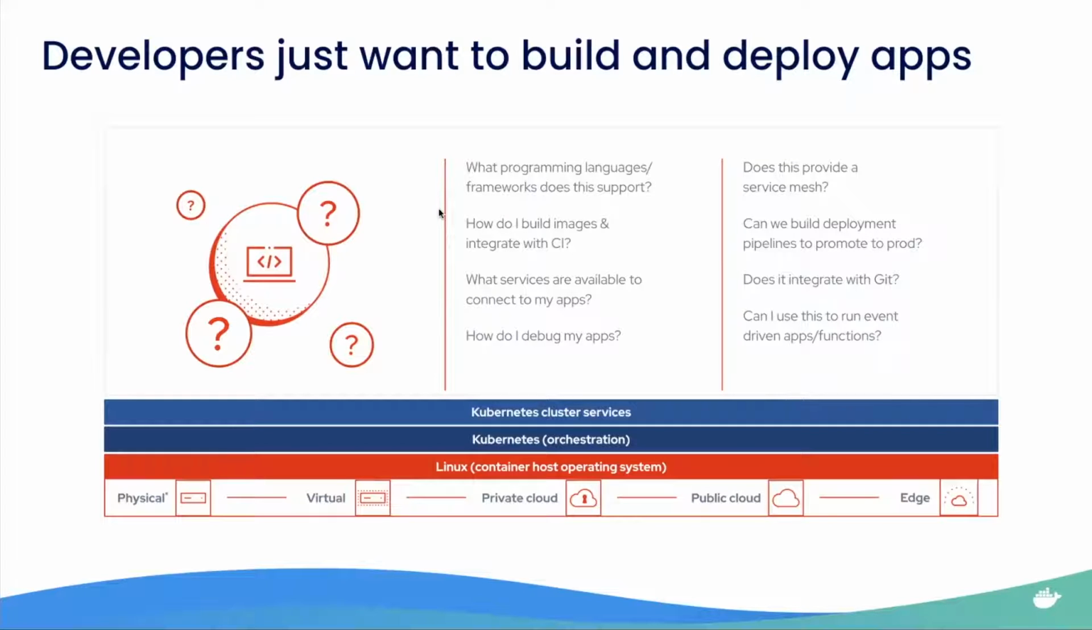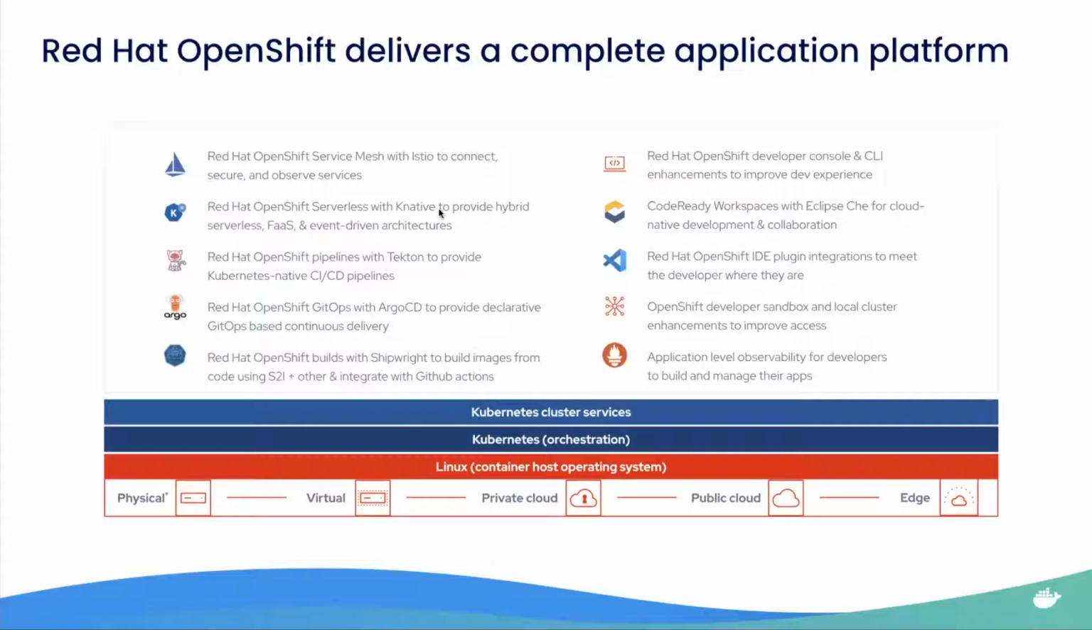Because ultimately, as developers, we just want to build and deploy our apps quickly and be able to address the things that we care about, like accessing the logs of the application, debugging the application, connecting to different services that are available on the cluster and integrating with the CI, things like that. But all those additional services also need to be procured and integrated on top of your Kubernetes platform. And that's what Red Hat OpenShift is providing.